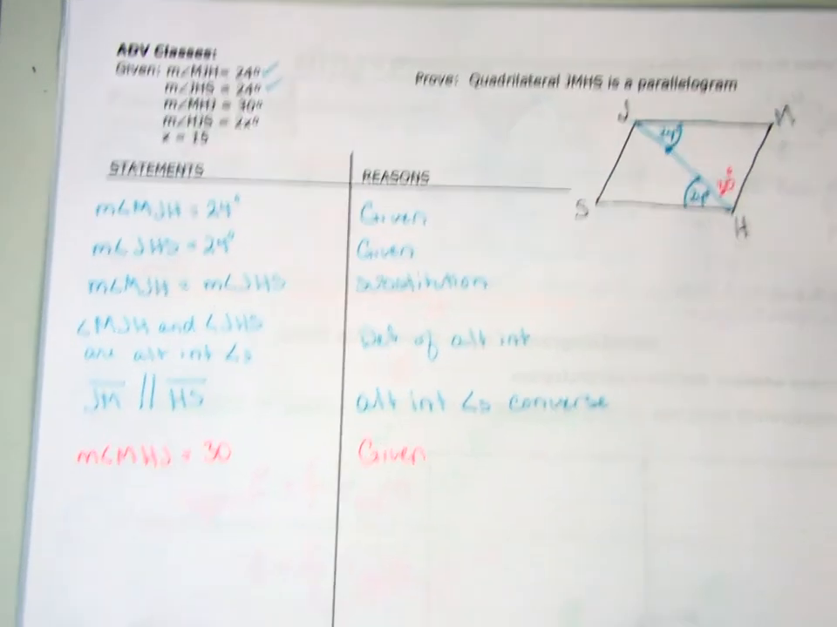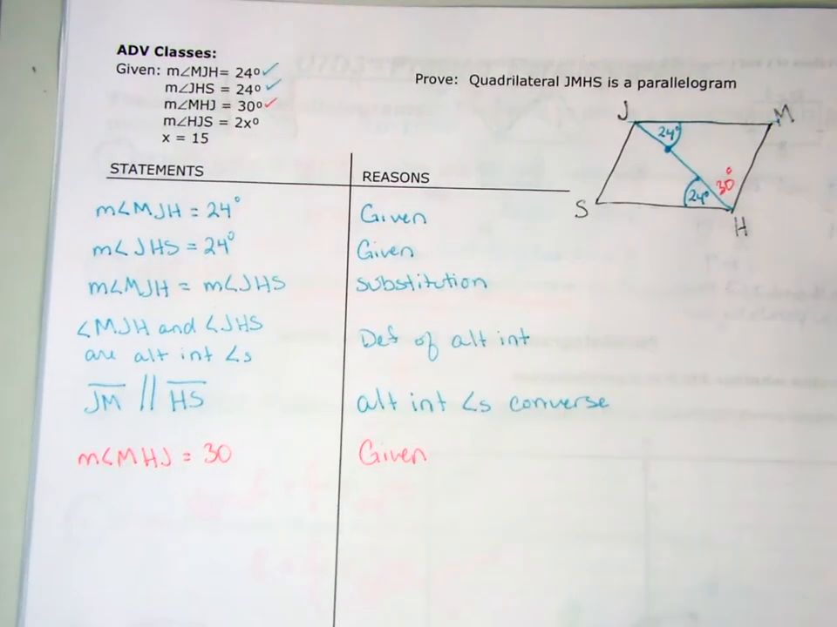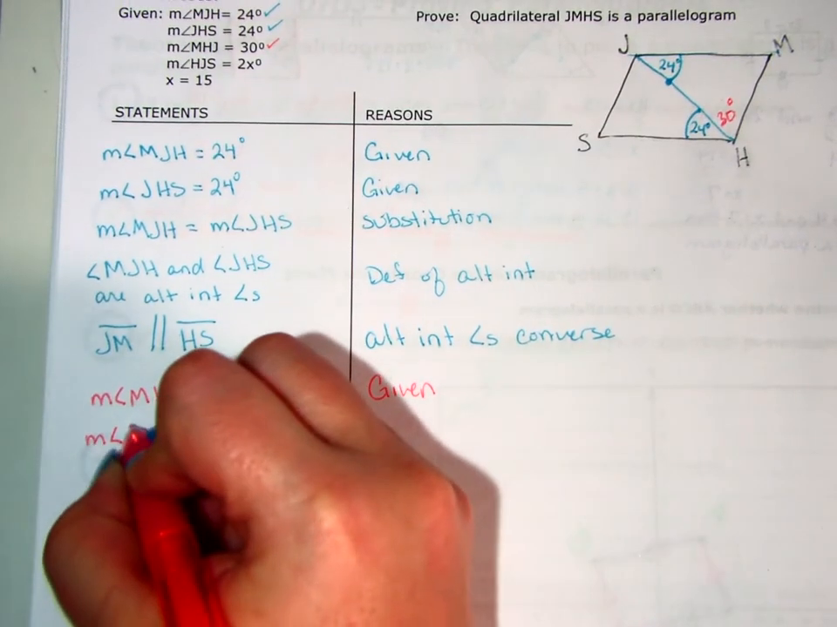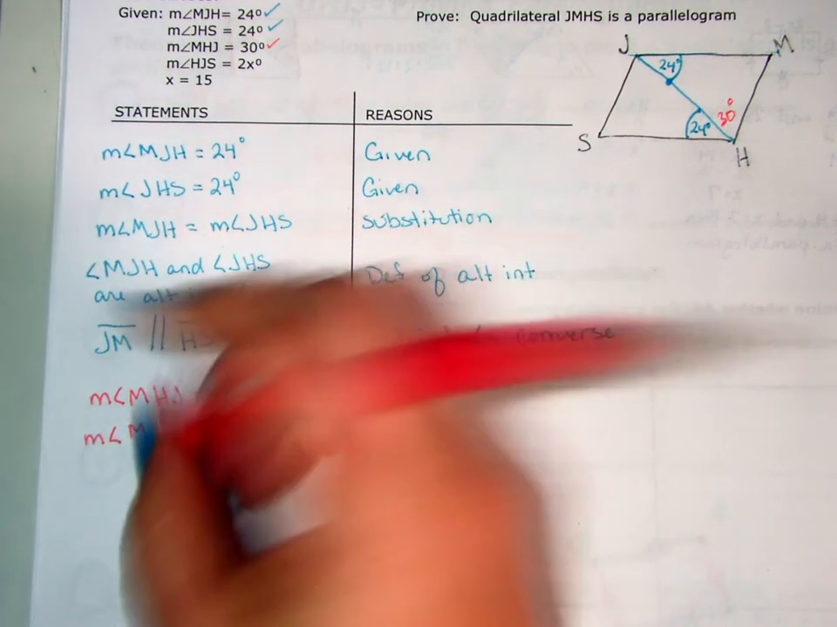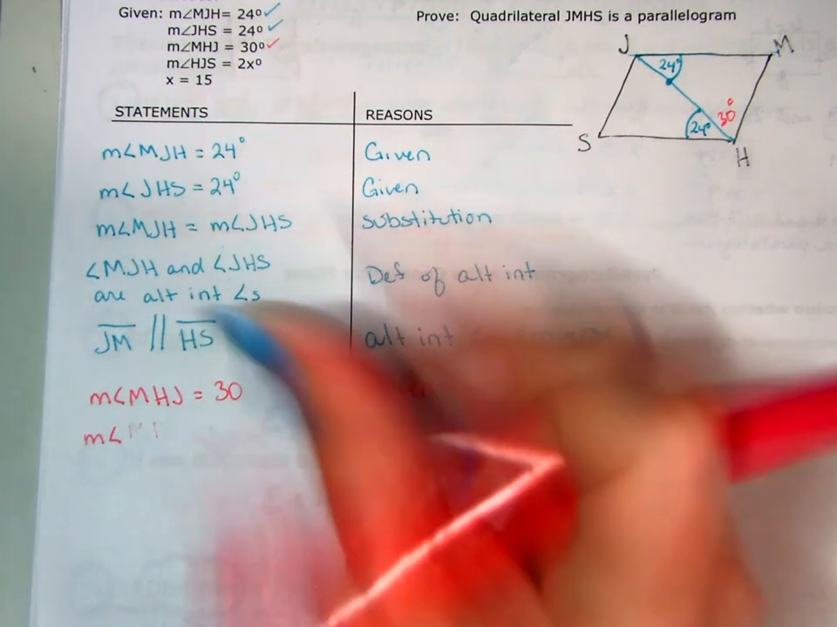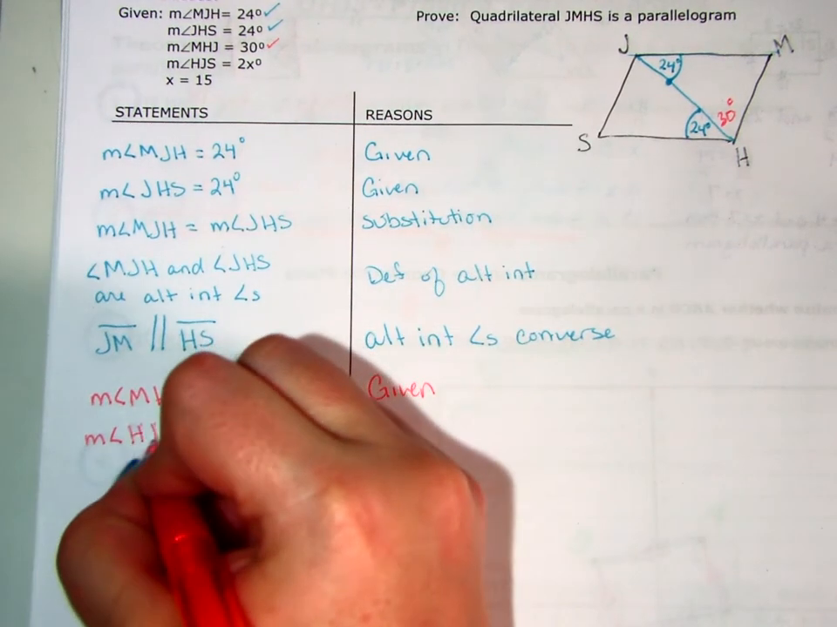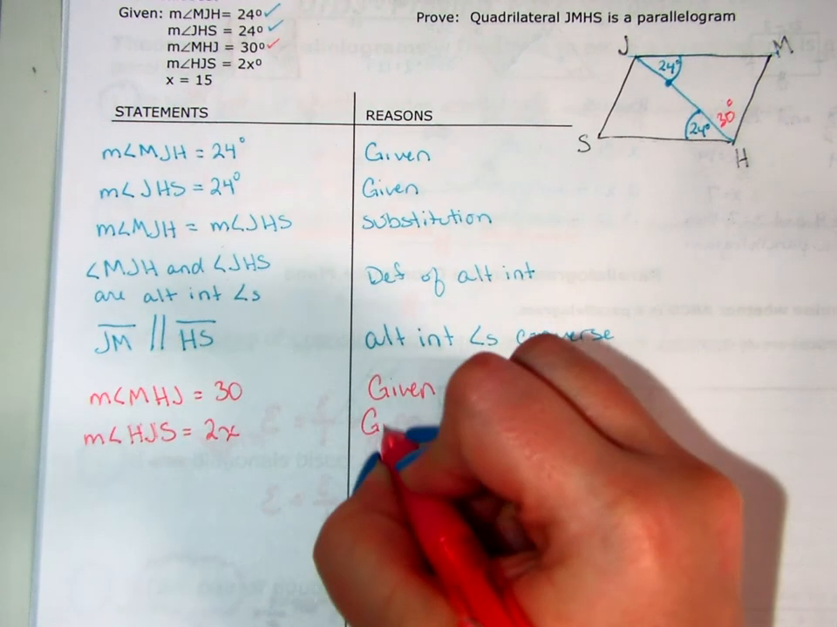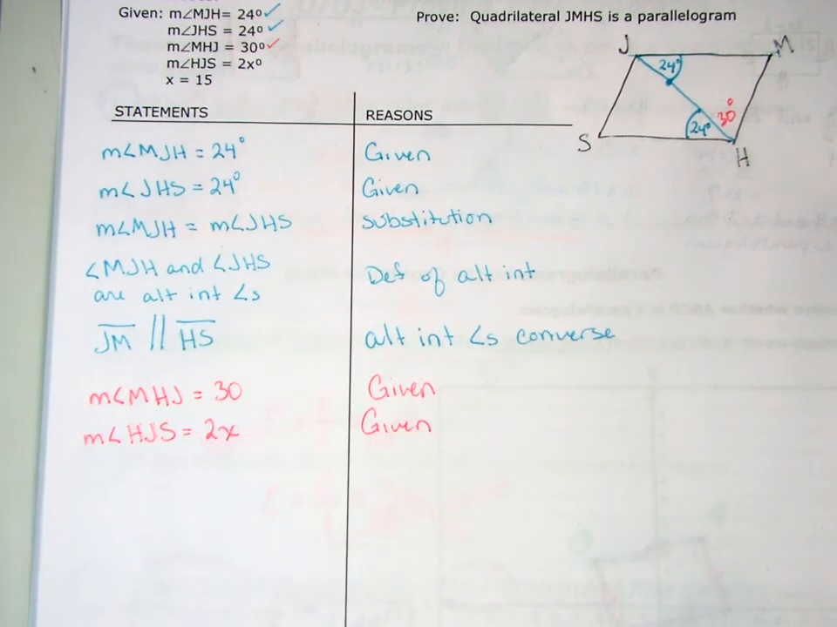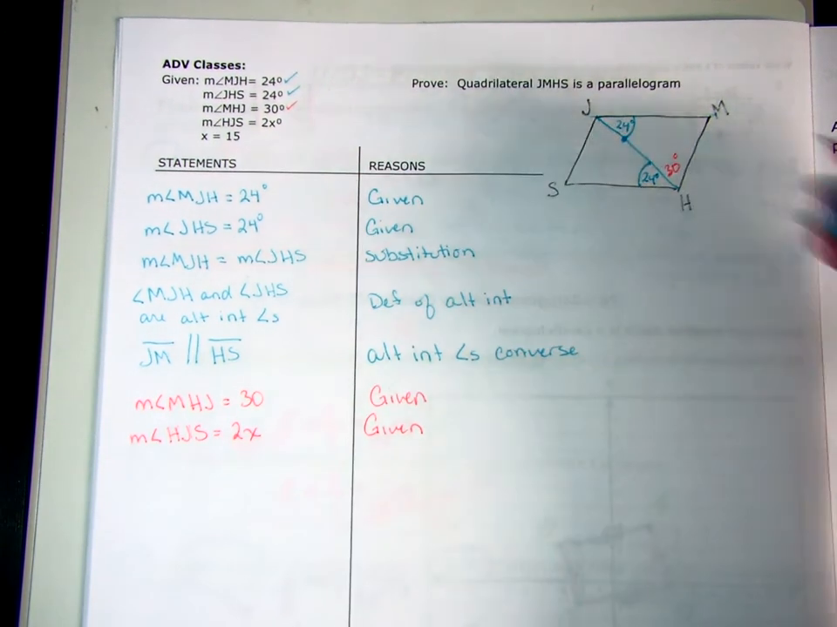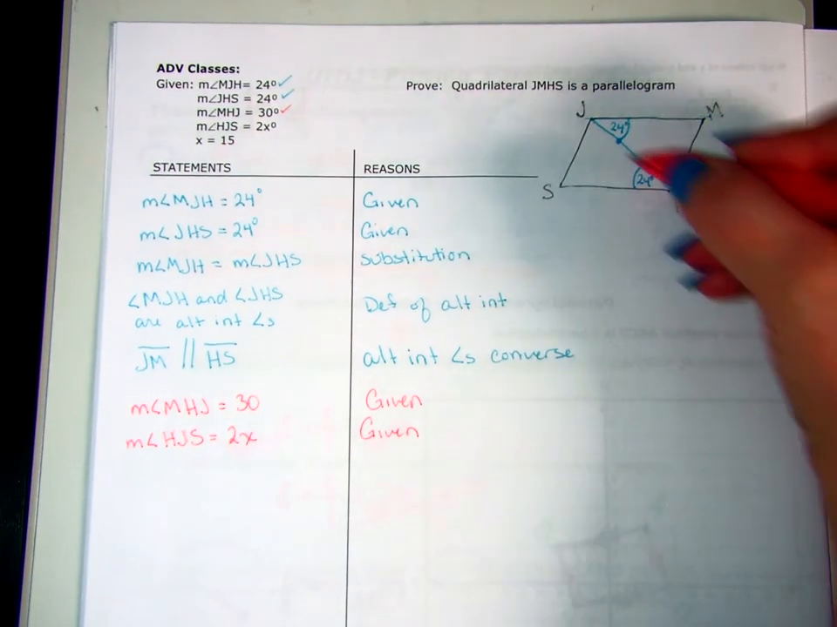I'm going to check mark that I put that there. The measure of angle HJS is equal to 2x. Given. And I'm going to add that to my picture. HJS, HJS.